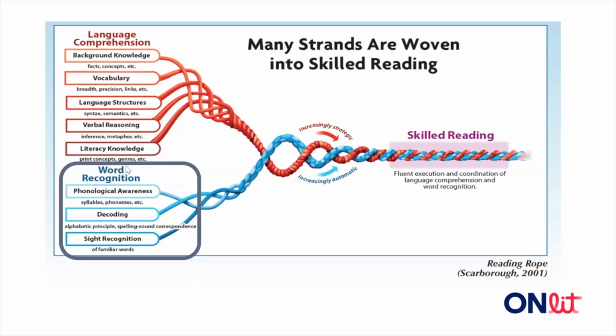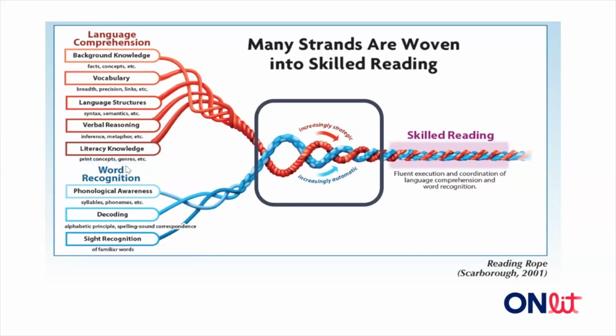Over time, some say around grades 4 to 6, we see the strands within the word recognition and those within language comprehension more tightly woven, and that readers are able to become more skillful and automatic word readers and more strategic with their knowledge of aspects related to language comprehension and text comprehension. That will continue to develop over time as these readers work with more complex texts and various types of texts where these two processes are working together in a very tightly woven, integrated way.